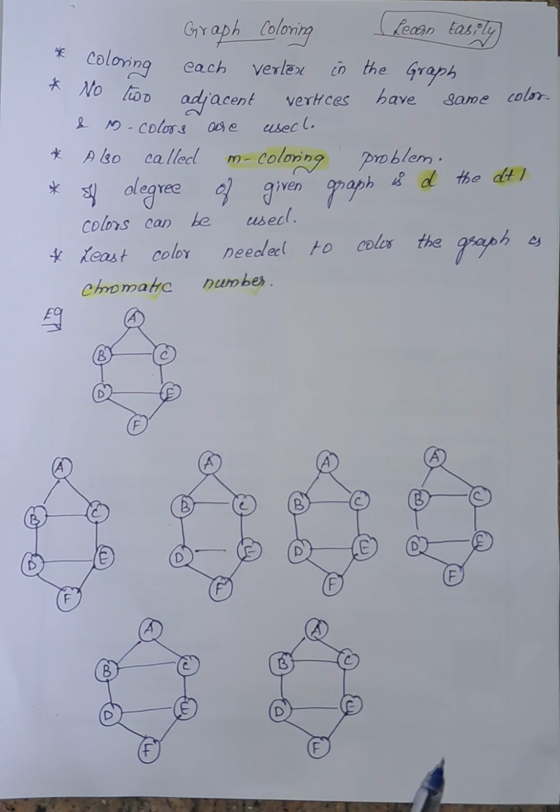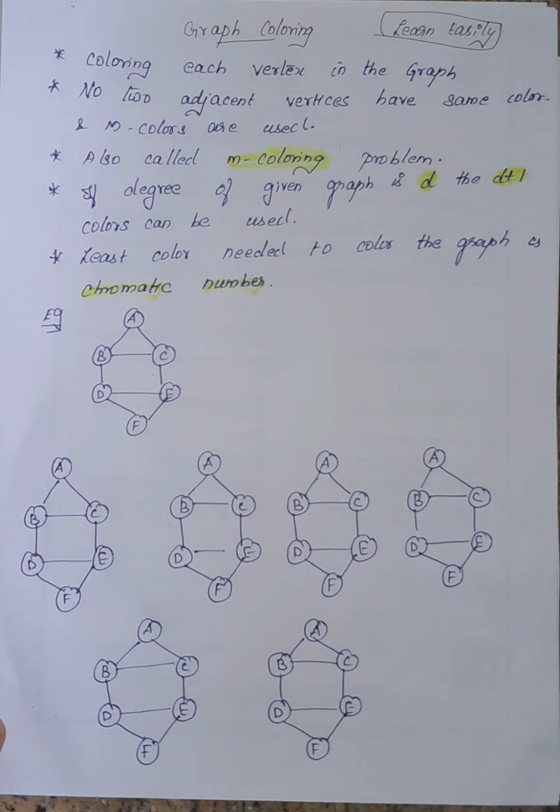The color can be noted with the degree. In the sense, if there is a vertex A, we have to check how many connections there are for A. If A has 3 connections, if the vertex is connected to B, C, D, then the degree is known as 3. So we can use D plus 1 colors on it.